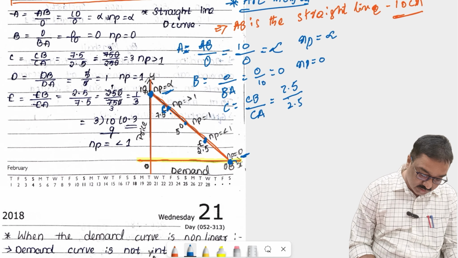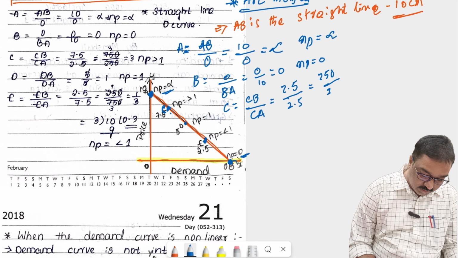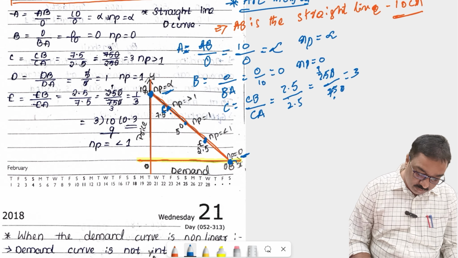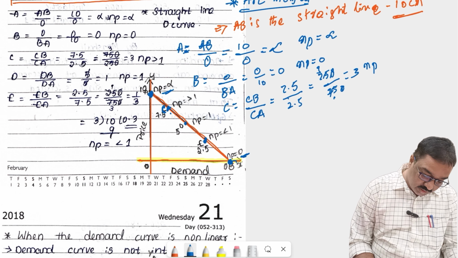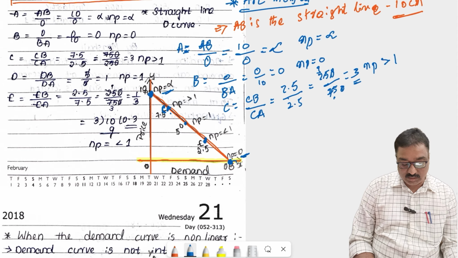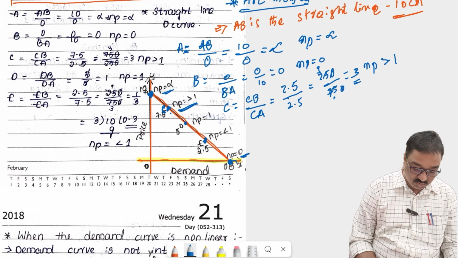2.5 centimeters is equal to 750 by 250. So 750 by 250, this one cancels. 25 ones are 25, 25 threes are 75, so it is equal to 3. Means NP is greater than 1. So 3 is nothing but greater than 1. NP is greater than 1.